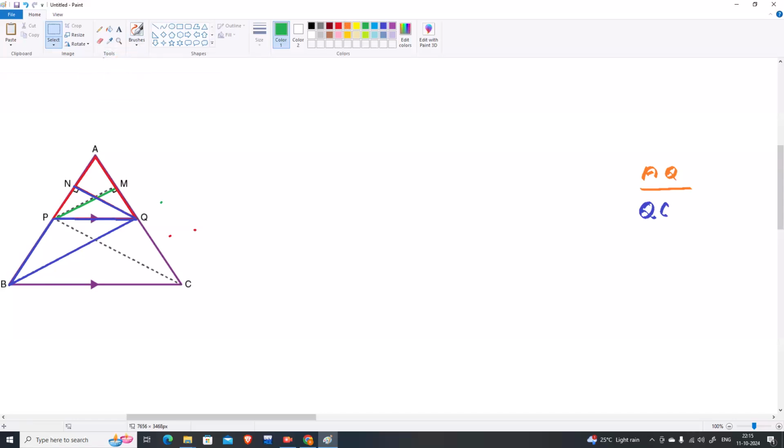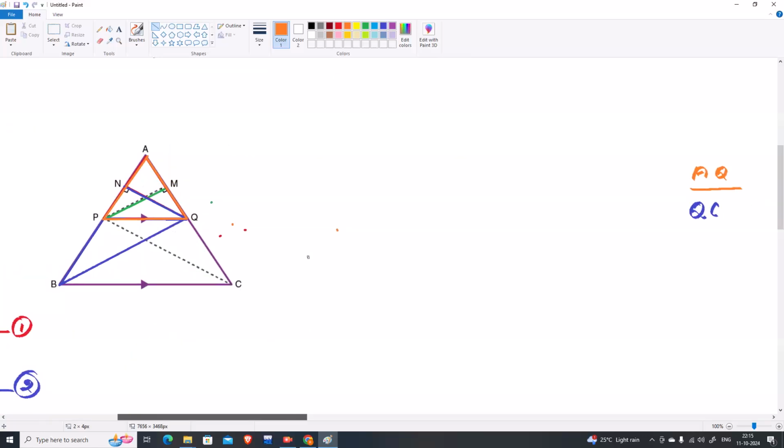Okay, now the first numerator is AQ. I'm using an orange color. Where is the AQ? So AQ, is it a triangle? No, it is one of the sides of the triangle APQ.